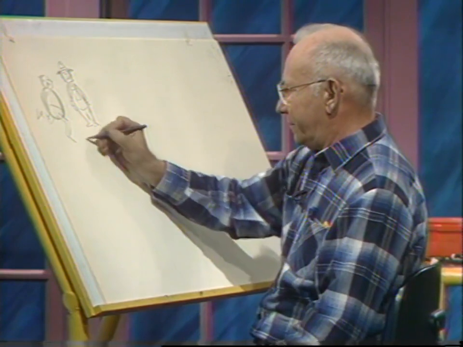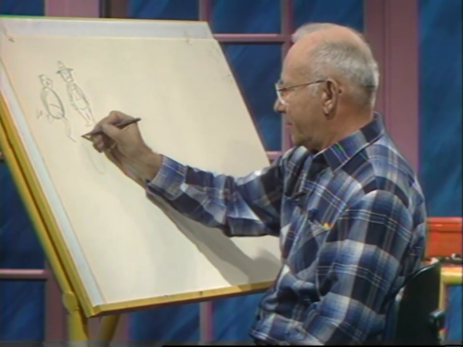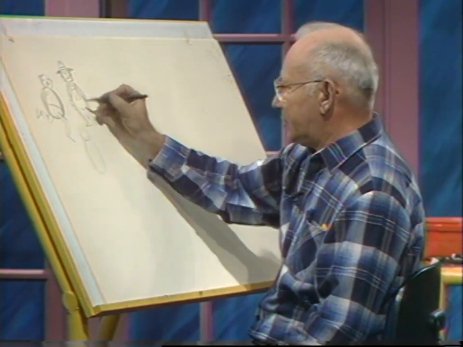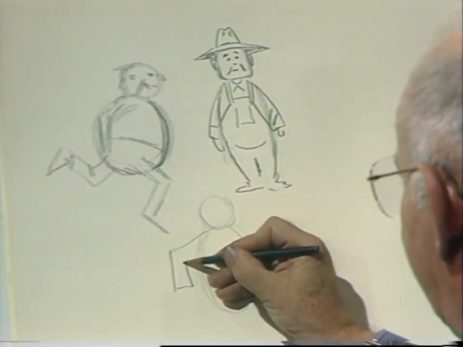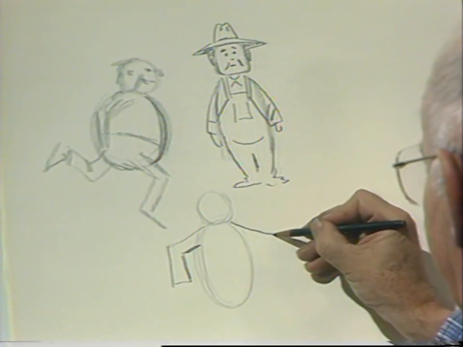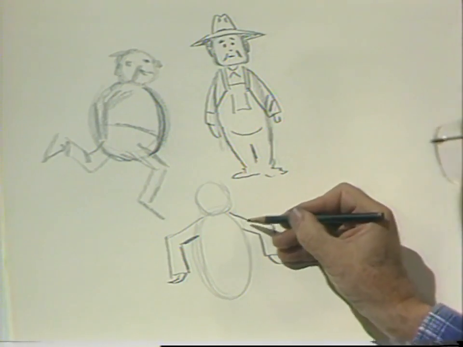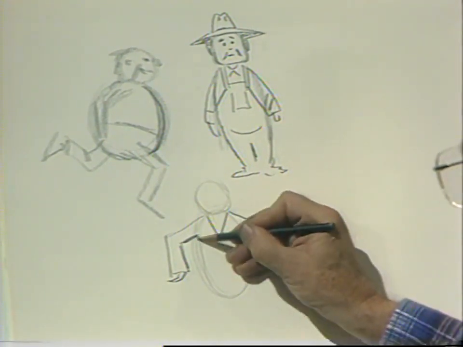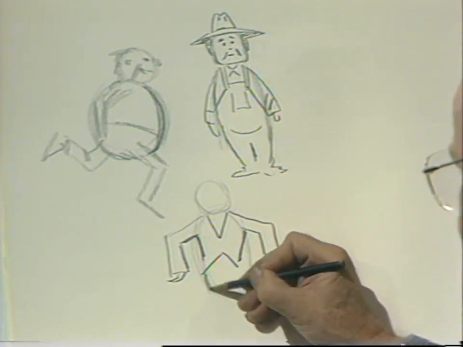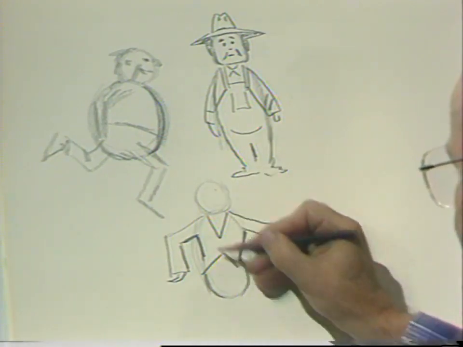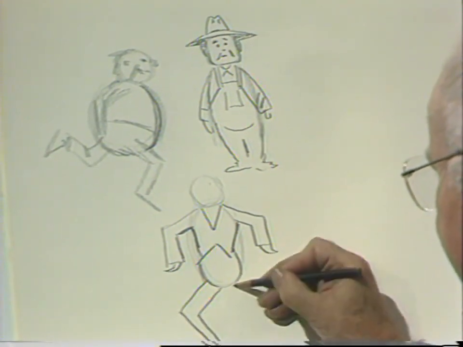You can also have long ovals combined with circles. Any of these shapes I start with can be used in combination. And adding arms and legs tell us something about the action. Here's a combination of ovals, curved lines, and straight lines.